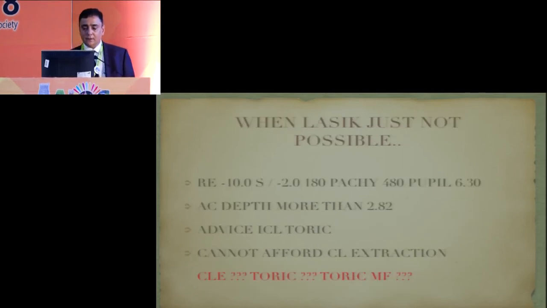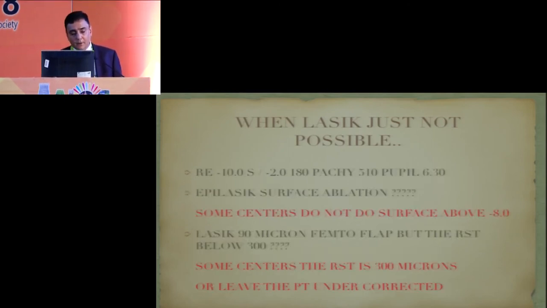When is LASIK not possible? For example, a refractive error of -10 with -2 astigmatism at 180, a Phakic of 480 (pachymetry 480), and a pupil of 6.3. Obviously LASIK is not possible. If the anterior chamber depth is 2.82 and the cutoff is 2.80, then this patient can be advised toric ICL. Another possibility is -10 with -2 at 180, a pachymetry of 510 and a pupil of 6.30.